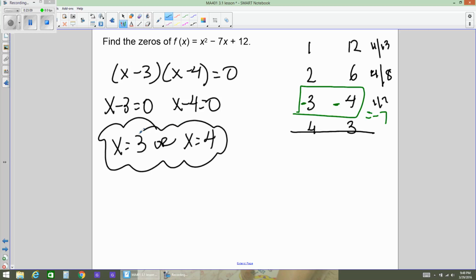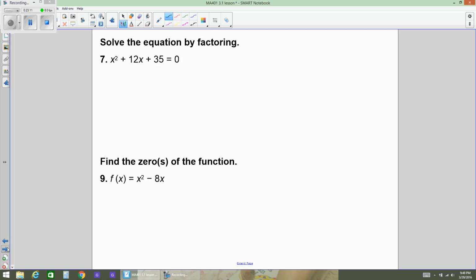Okay, let's try another one. It says solve by factoring and then find zeros. Okay, here we go. We've got a 35. So we're going to multiply to make a 35. We're going to add to make a 12.